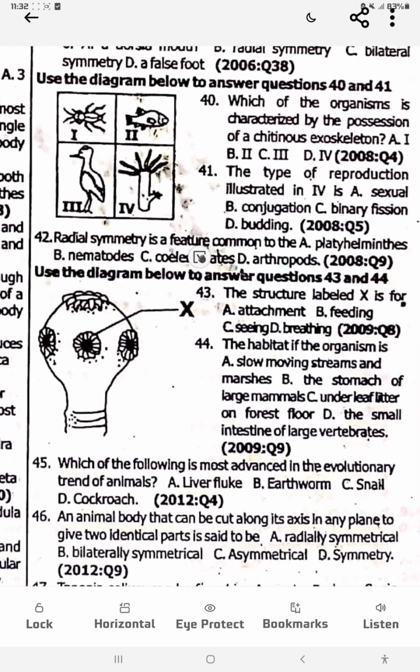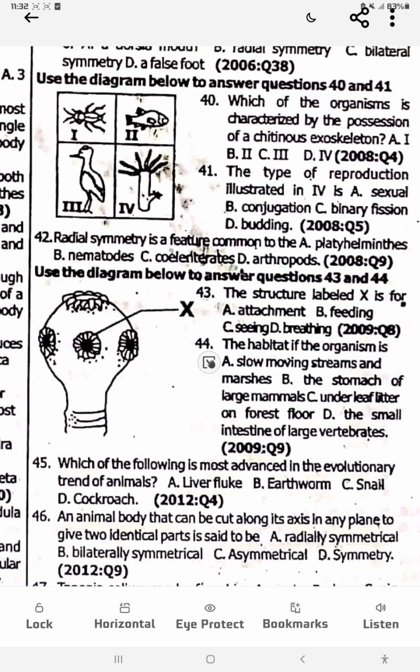42. Radial symmetry is a feature common to coelenterates. This is the class where hydra belongs. Use the diagram below to answer the question. The structure labeled X is for attachment. 43 is option A.